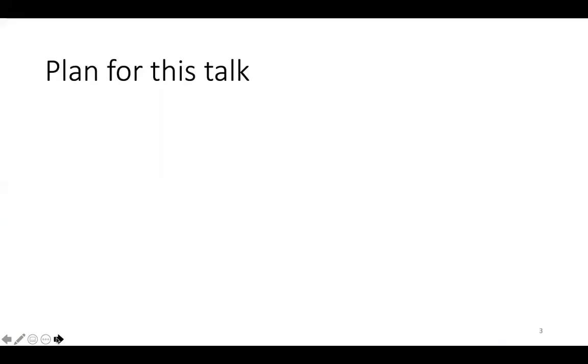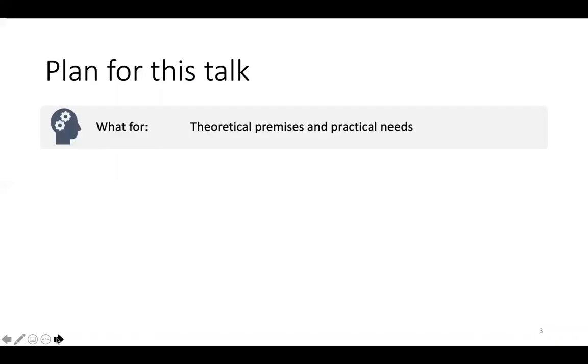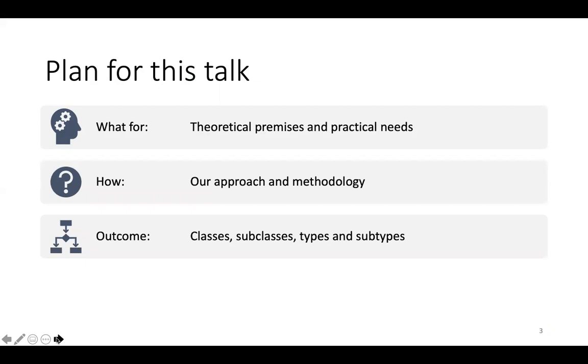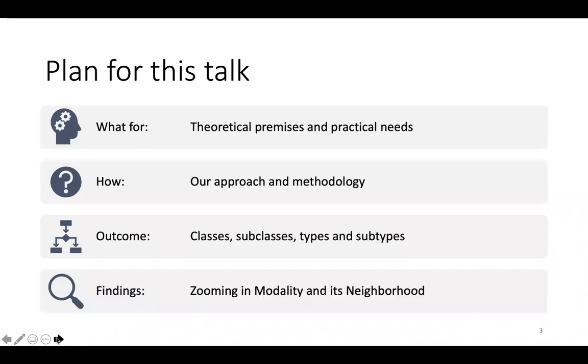Here is the plan for this talk. First, we will address the question why we need an overall classification of constructions. Then we will explain how we did it and give an overview of the entire classification of constructions built as a multi-level hierarchy of classes, subclasses, semantic types, and subtypes. And finally, zoom in on a part of this classification, the class modality and its neighborhood. Let us start with the what for question.